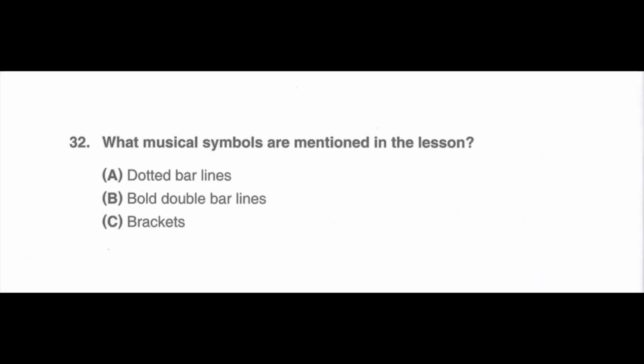Number 32. What musical symbols are mentioned in the lesson? A. Dotted bar lines. B. Bold double bar lines. C. Brackets.